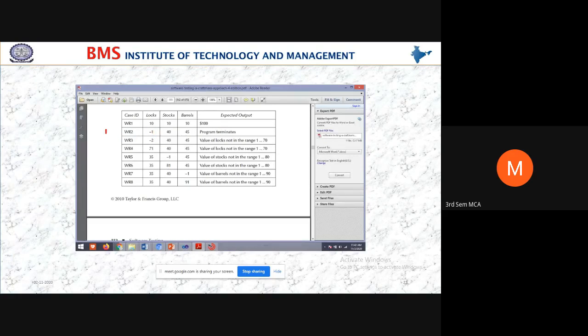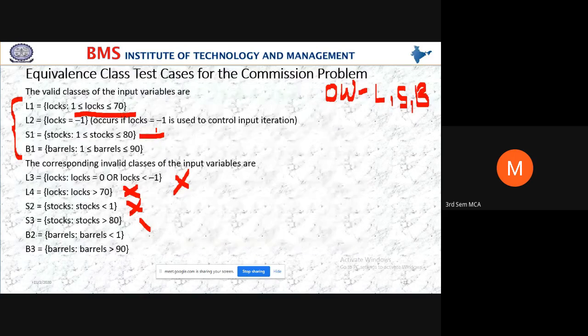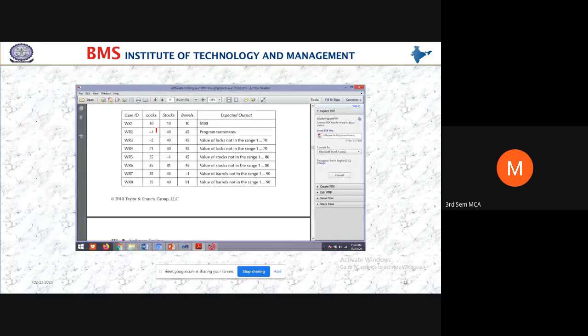Next question. Next case. Lock value is -1. Yes, the lock value should be 1 to 70, but here the lock value is -1, so the program will be terminated. You see, the next case also, the lock value is -2. It is not in a range.